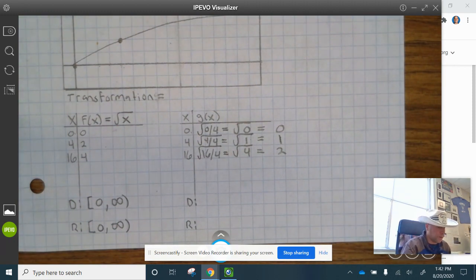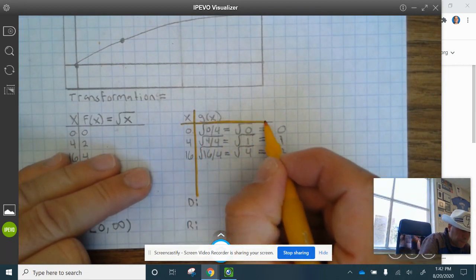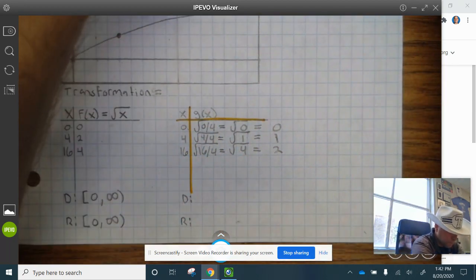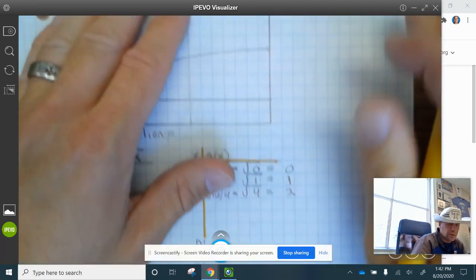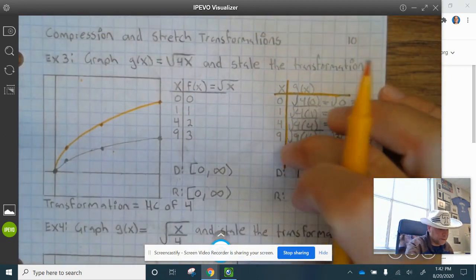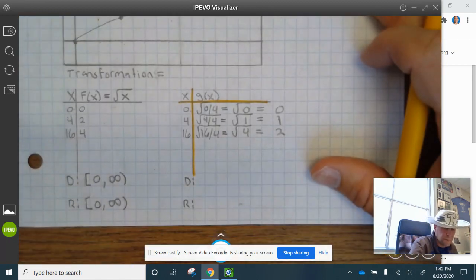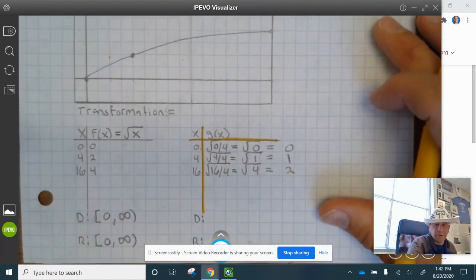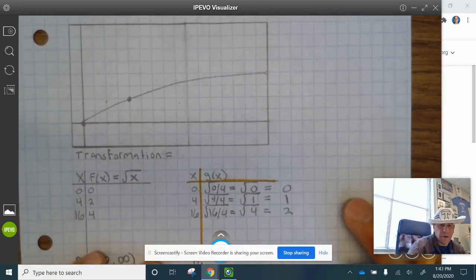Okay, so let's go ahead and graph that. Sorry, I forgot to mark that as yellow so you know that this is that function. Just very forgetful today, I guess. All right, so now let's graph those points.